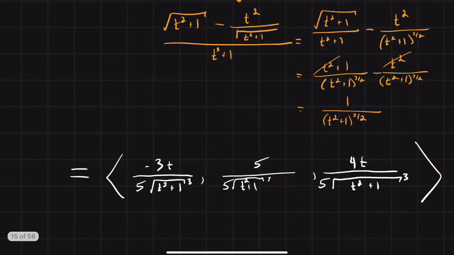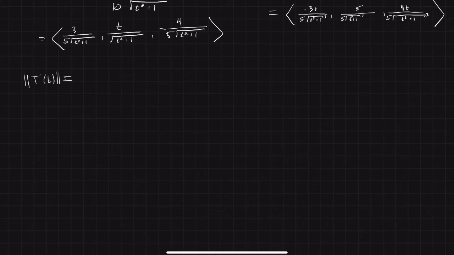So then this is what T prime of t looks like fully simplified. Notice I did change the y component just so that the x, y, and z components all have the same denominator. That'll help us out in a minute. Now that we have T prime, we can work on finding its magnitude.